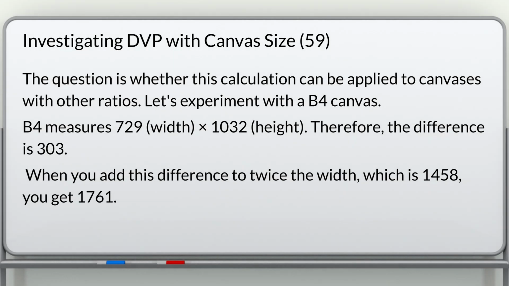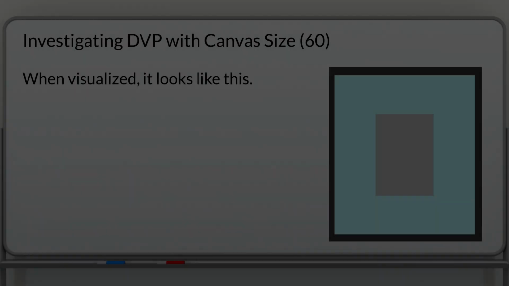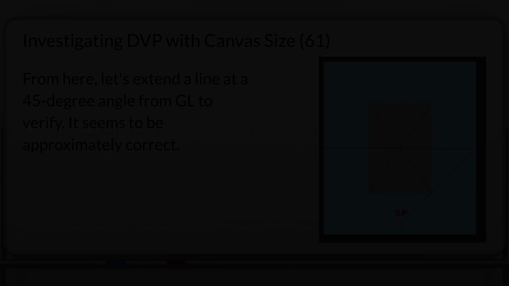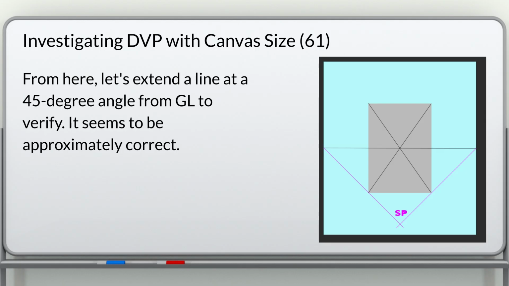The question is whether this calculation can be applied to canvases with other ratios. Let's experiment with a B4 canvas. B4 measures 729 times 1032. Therefore, the difference is 303. When you add this difference to twice the width, which is 1458, you get 1761. When visualized, it looks like this. From here, let's extend a line at a 45-degree angle from GL to verify. It seems to be approximately correct.